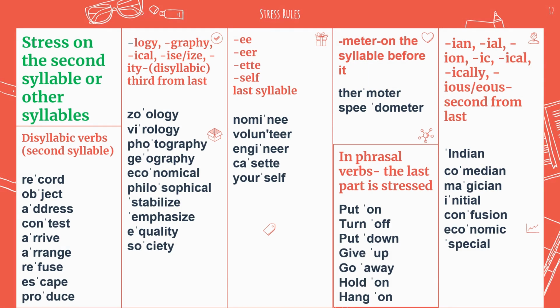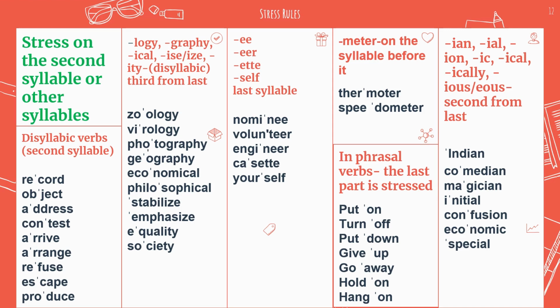Further, if a word ends in a suffix like logy or graphy or ickle or ise or ize and finally ity, then the syllable which is third from the last in such a word will be stressed. Here, the simplest trick is to remember that all the suffixes are mostly disyllabic. So we will have to stress the syllable which is before them.